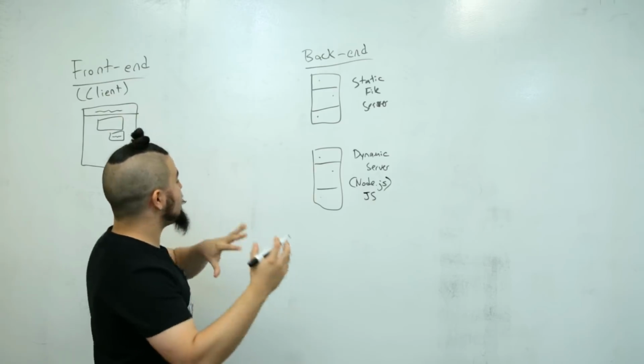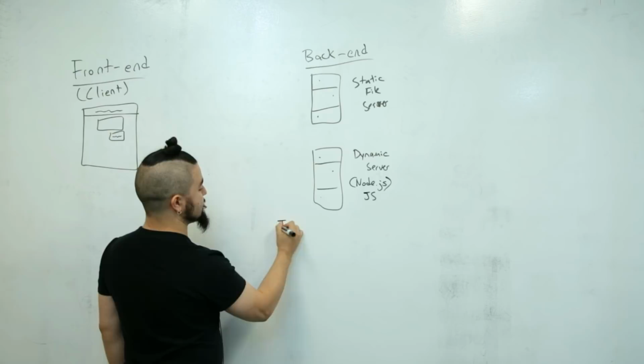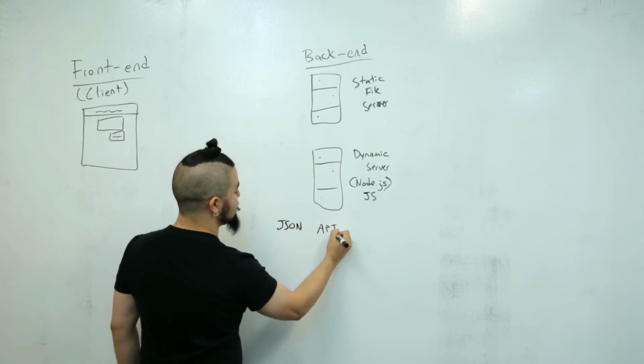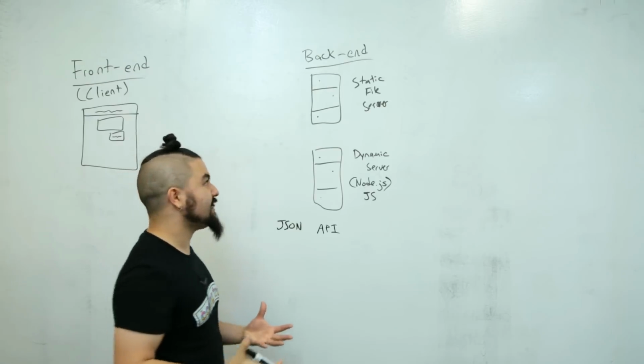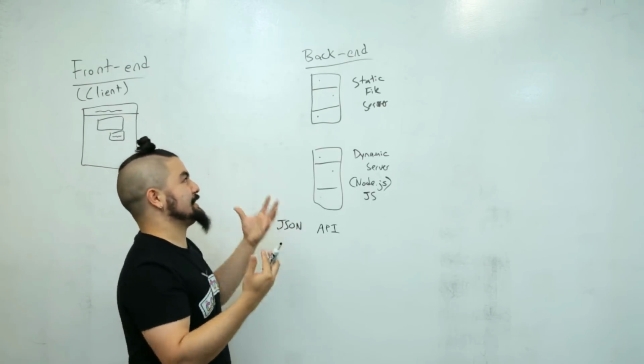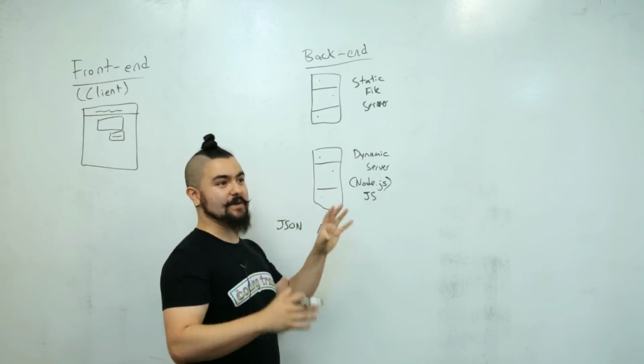At the end of the day, whatever is running on here will return JSON data. So we're going to be building a JSON API. So if you've heard of API, if you've heard the word cloud, that's really when we're talking about the back end. When you say it's in the cloud, it's some backend type of server.